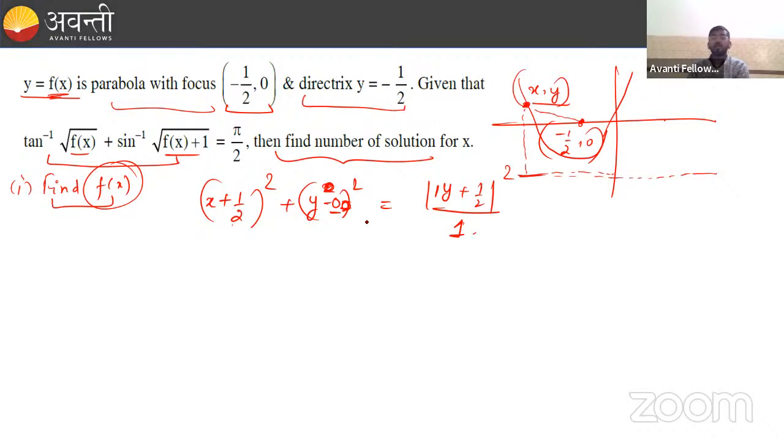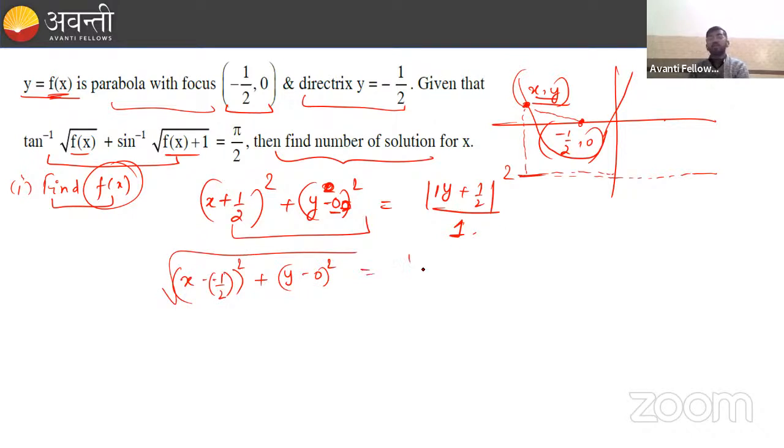So to find the distance of this point from the focus, we use x minus of minus half whole square plus y minus 0 whole square, all under root, which equals the distance of that point from the directrix. That will be, with x as 0, 0 plus y plus half, upon the distance formula for a point from a line, under root of coefficient of x square plus y square, right?